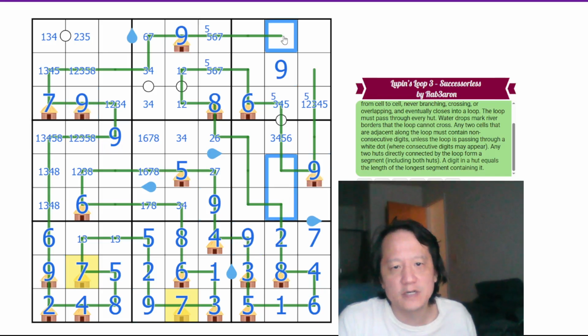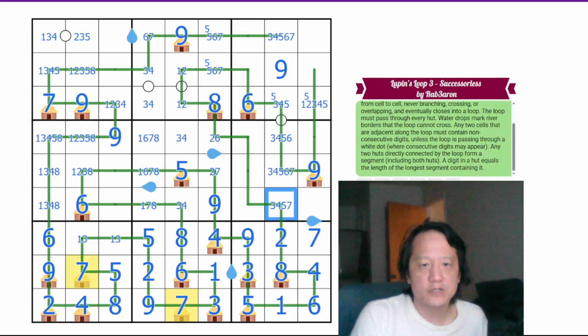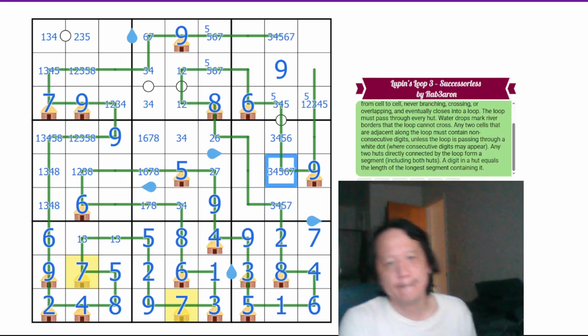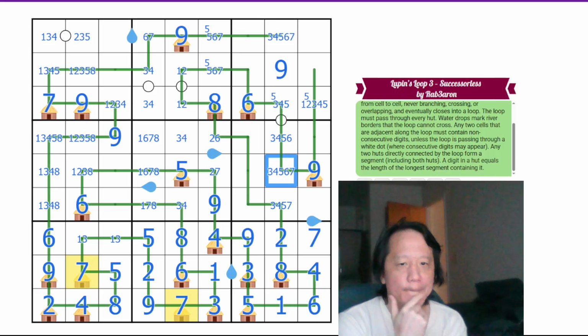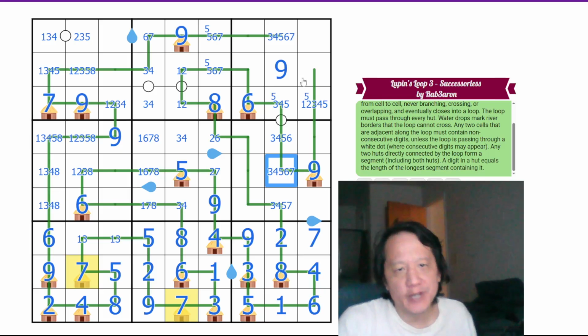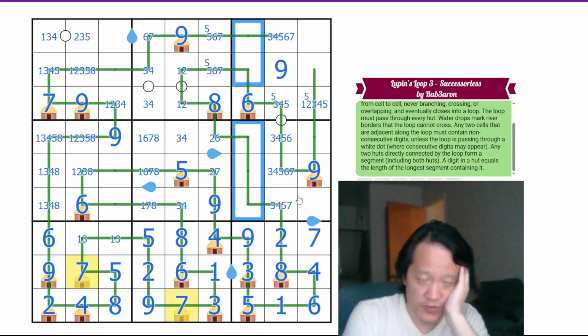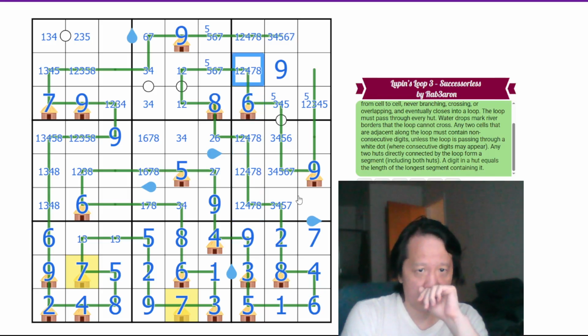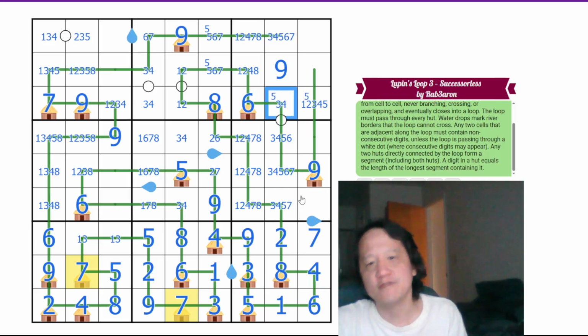Okay, remaining digits in column 8. We have 3 through 7, right? Yep. No 6 here because of 6 in the row. Remaining digits of column 7. We have 1, 2, 4, 7, 8. This can't be 7, that's consecutive with 6. This can't be 5, that's consecutive with 6.